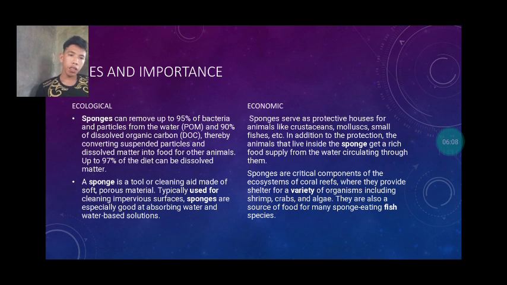In economic terms, sponges serve as protective houses for animals like crustaceans, mollusks, small fishes, etc. In addition to the protection, the animals that live inside the sponge get a rich food supply from the water circulating through them. Sponges are critical components of the ecosystem of coral reefs, where they provide shelter for a variety of organisms including shrimp, crabs, and algae. They are also a source of food for many sponge-eating fish species.